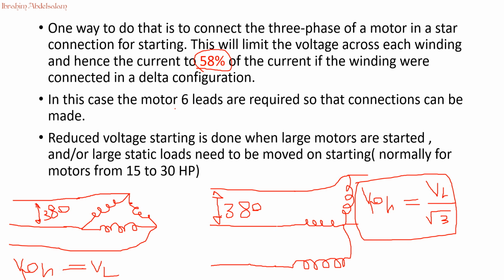In this case, our motor must have its terminals accessible, so we can connect it either star or delta. The star delta starter is suitable for motors in the range from 15 to 30 horsepower. If we have a motor higher than that, it's preferred to use AC voltage control or V over F control, which we call a variable speed drive.